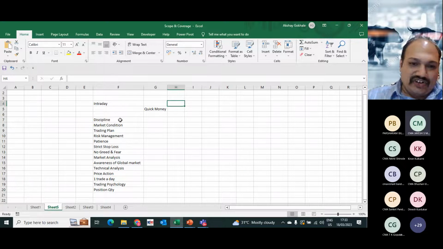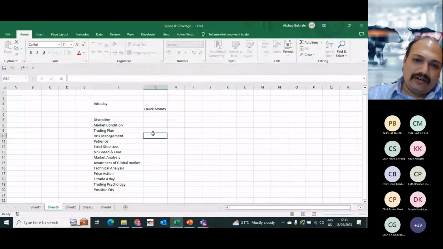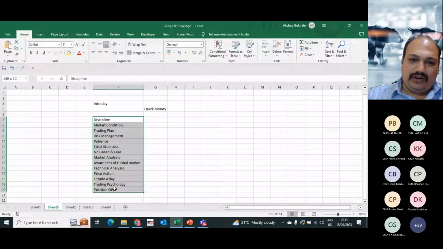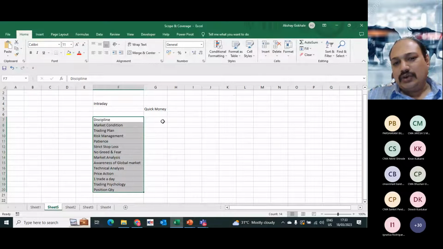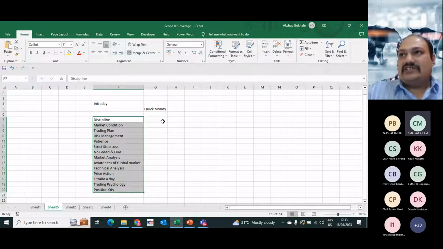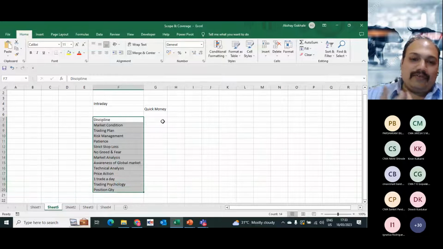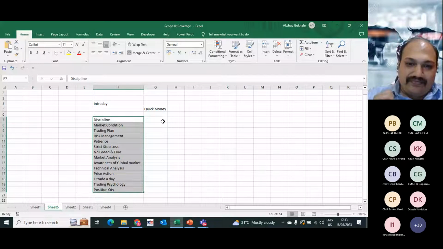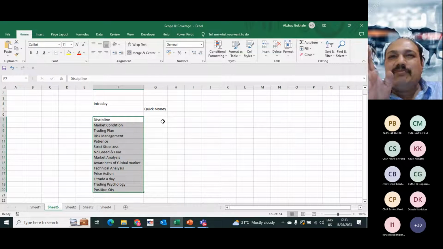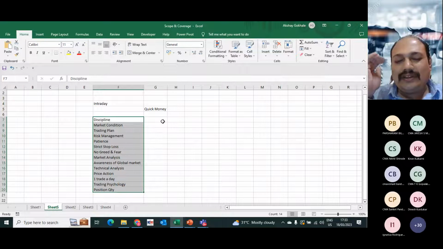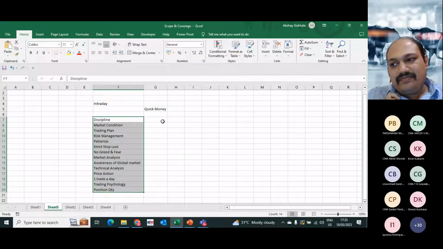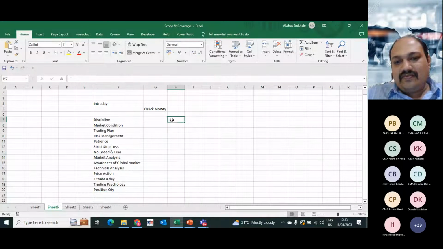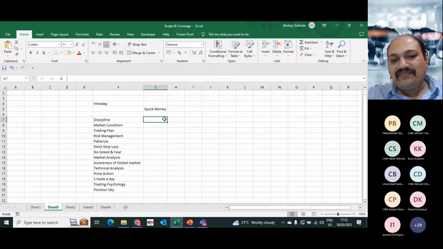So my question is, even after implementing all these 14 points in our intraday trading, if we are not assuring ourselves that we will gain money, or get quick money, or get net profit at the day end, what can be the reason behind it? Have you ever thought about it?